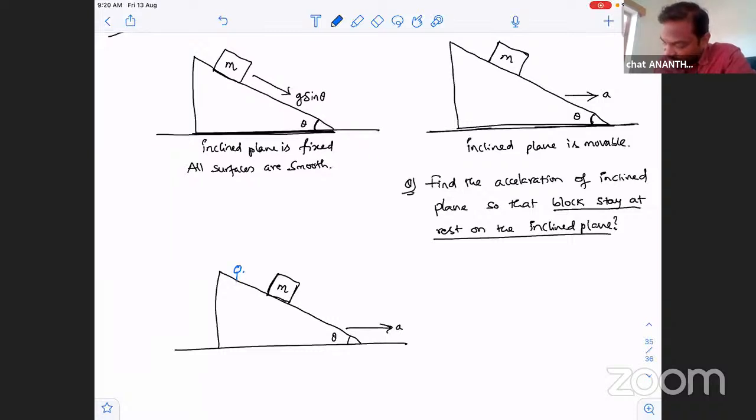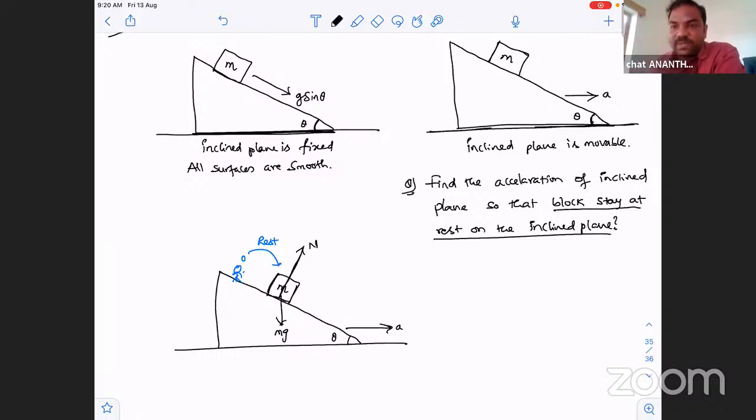But the best way is to take the observer on the inclined plane. If you take the observer on the inclined plane, how will the block appear to him? To him, it will appear at rest, because the block is not moving on the inclined plane. And then see what forces are acting on the block. Mg will act downward. Normal reaction will act perpendicular to the inclined plane. These two things we have done already, in the inclined plane case I explained.